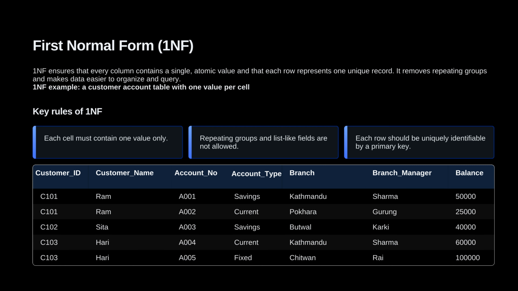And that's where 1NF, or first normal form, comes in. The main rule of 1NF is pretty simple. One cell should contain one value. So instead of putting two accounts in one cell, we put each account in a separate row. We also remove repeating groups and make sure each row can be uniquely identified. Basically, 1NF takes our messy data and makes it much more organized.